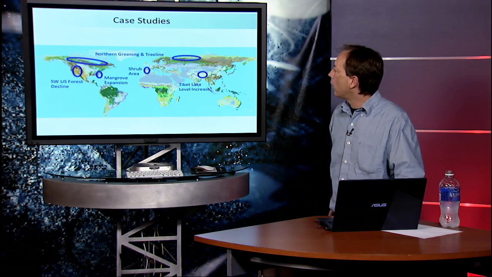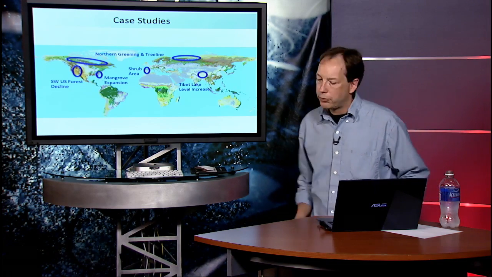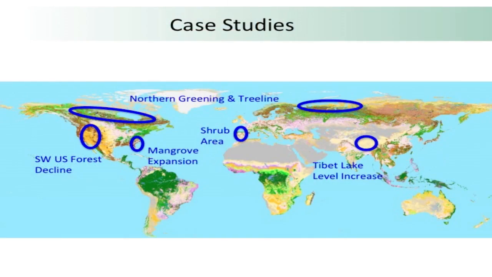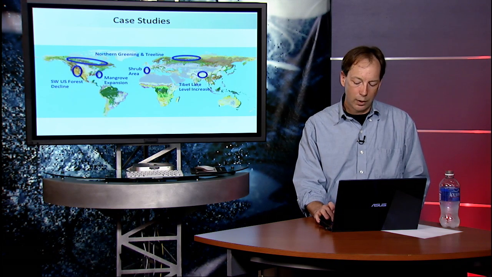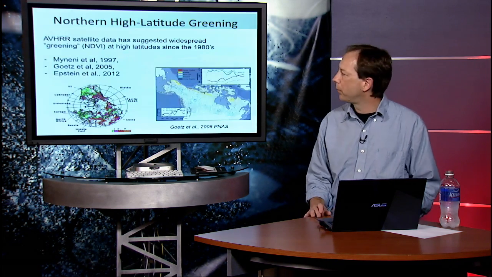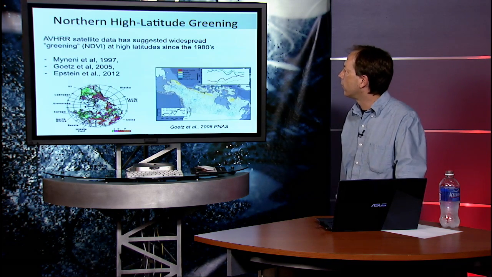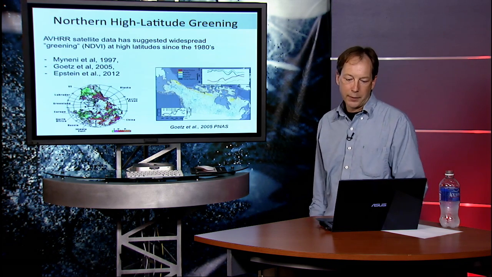All right, so what I want to do for the remainder of the talk is to talk about a series of case studies around the globe where Landsat data have been used to look at climate impacts on ecosystems or the physical system. I'm focusing today on ecosystems because that's what I do, but it's important to realize that Landsat are also used to look at physical properties as well. So we'll start off by looking at the question of northern high latitude greening.